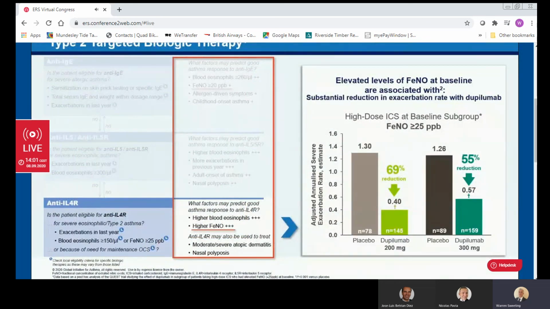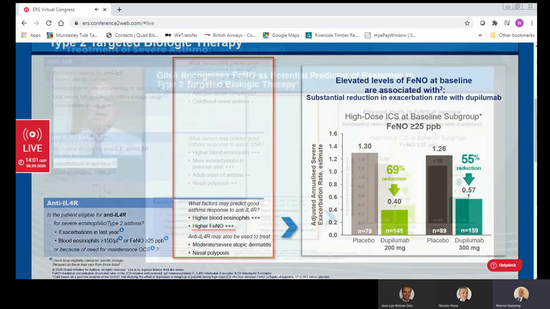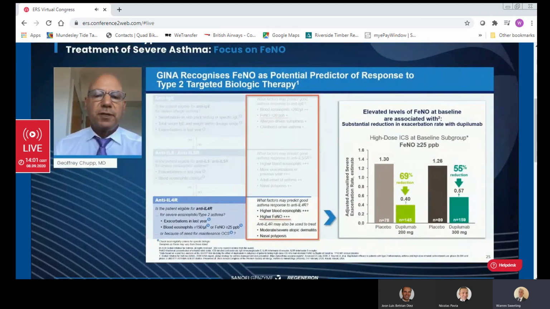And as you can see here, patients with higher levels of exhaled nitric oxide have a stronger likelihood of response to the drug. So here you can see data from the QUEST trial, which shows very nicely in subgroup analysis from that data set that patients with exhaled nitric oxide levels above 25 parts per billion had significant reductions in exacerbation rates over the clinical trial period, with both the 200 milligram and 300 milligram doses of dupilumab.